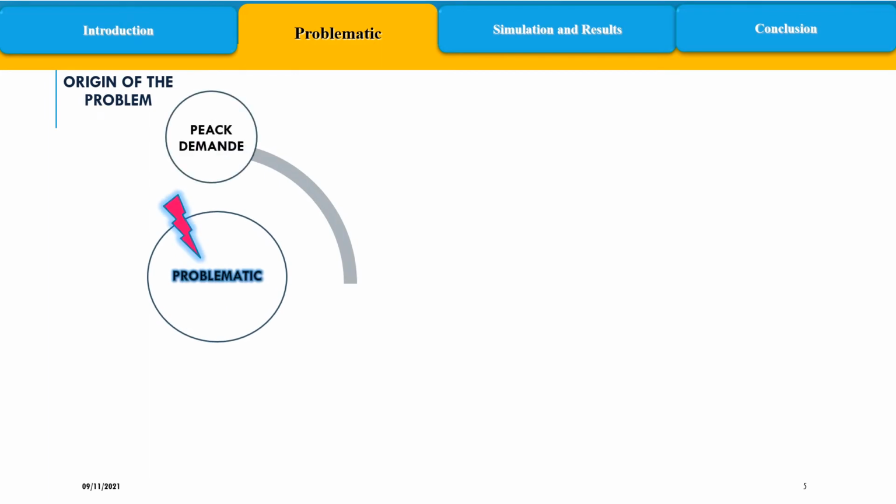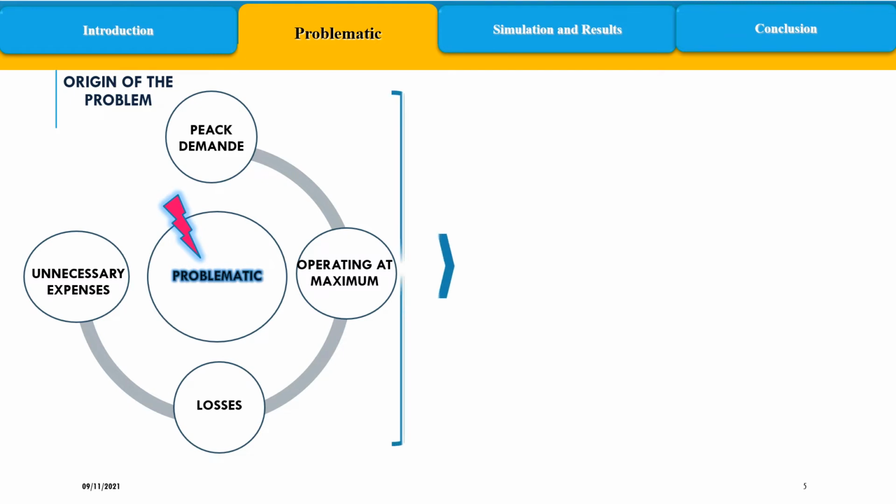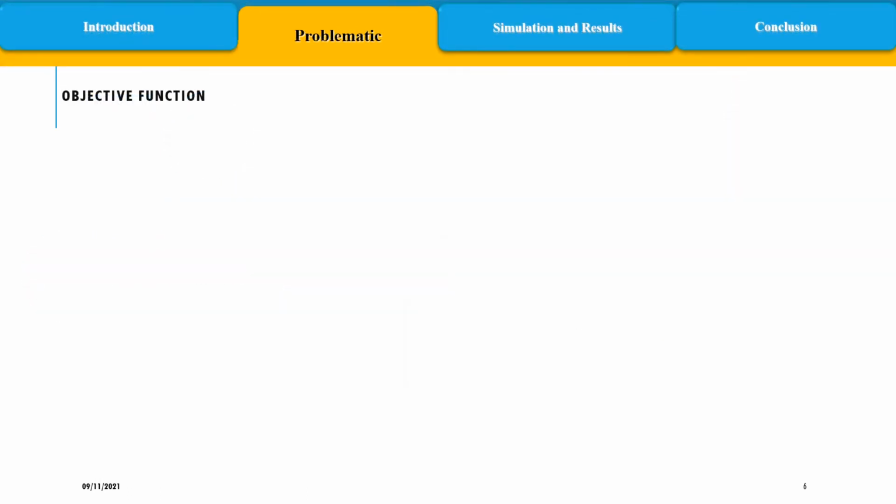The origin of the problem comes at the peak demand, where the companies work at maximum. It means there are a lot of losses. So this gives rise to unnecessary expenses. In this study, we will use the MATLAB software to find the optimal location and size of distributed generation units.